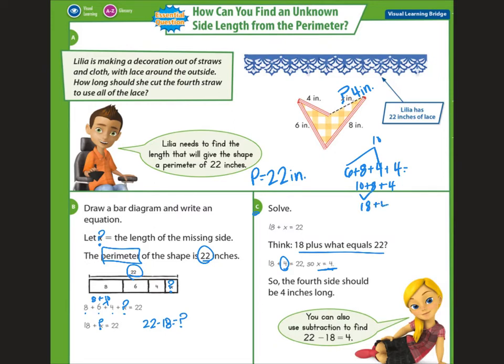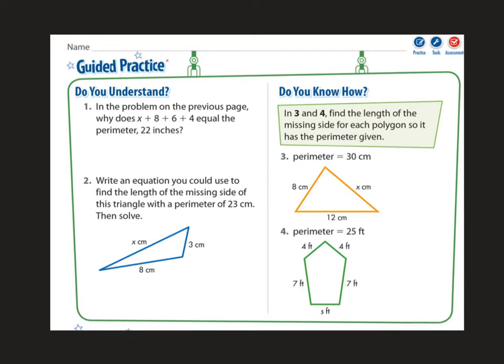And 18 plus 4 gives me 22 inches. So 4 inches was the correct answer for that side. All right, let's go ahead and take a look at another couple questions.